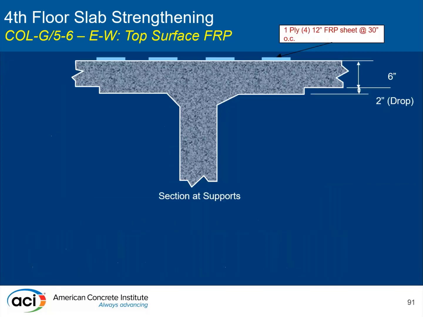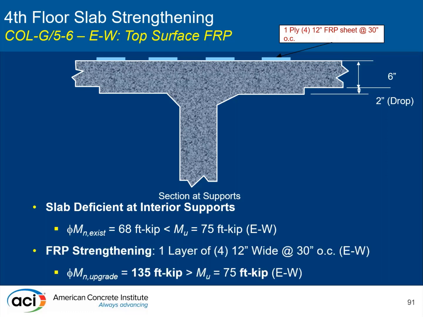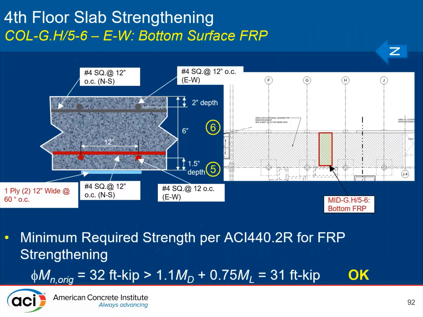On the top surface at column G 5-6, we see the slab is deficient at the interior supports, where φMn existing was 68 kip feet, which is less than the applied moment of 75 kip feet. So adding that strengthening, 12-inch wide at 30 inches on center, increased the capacity to 135 kip feet, which is greater than the 75 kip feet applied, which is adequate for the strengthening.